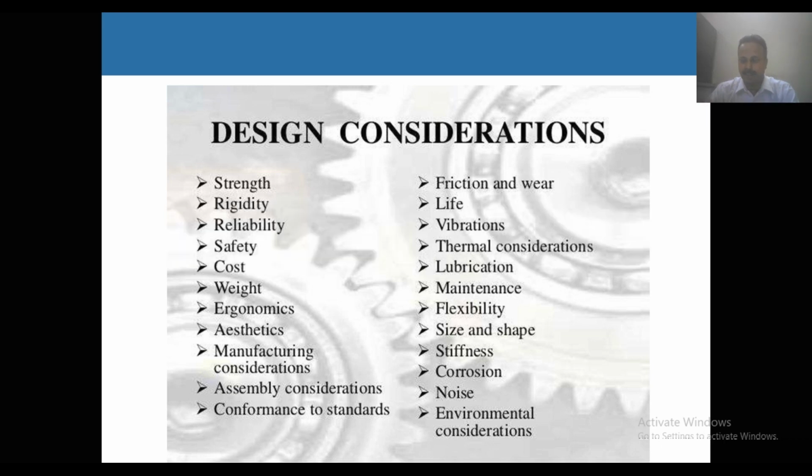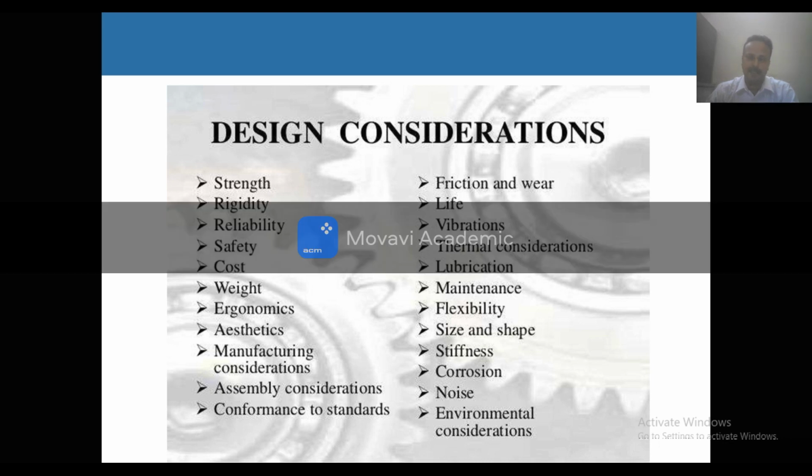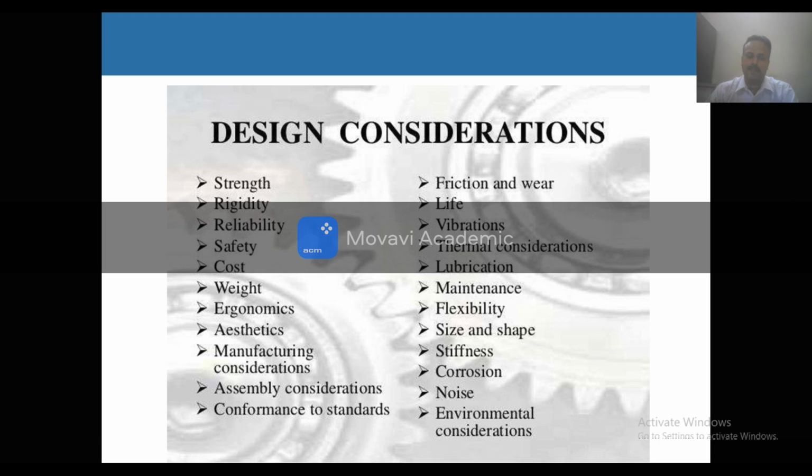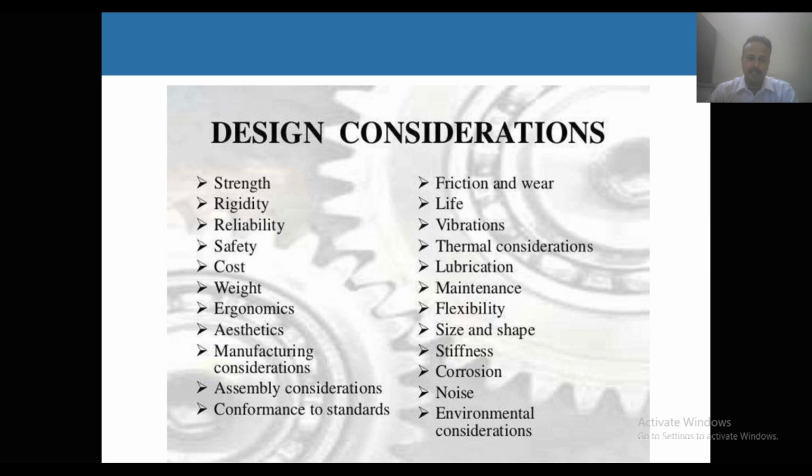Assembly considerations: generally a single part does not form a system. A system is a collection of different components which work in conjunction to justify a certain operation. So the assembly of every individual component in the design should be as handy as possible.